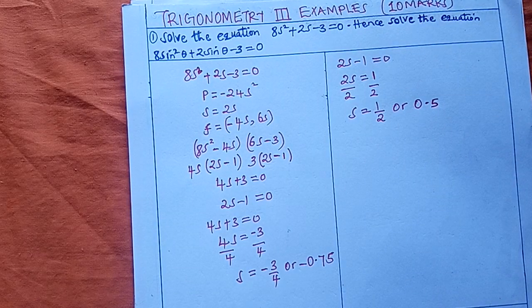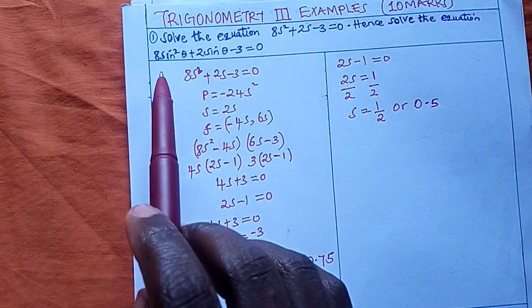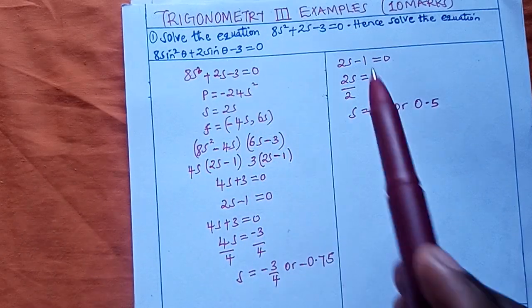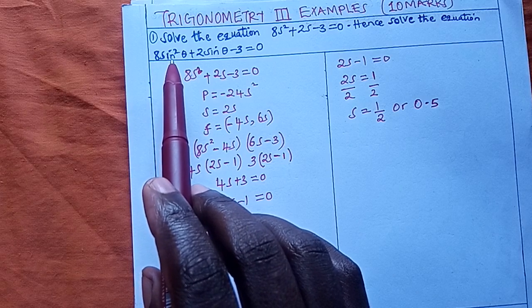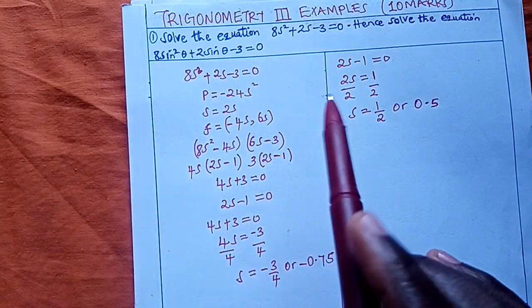Now we have got two values for s. In this case, our equation, the second part says, hence solve the equation 8 sine squared theta plus 2 sine theta minus 3 is equals to 0. You realize that this equation is purely sine. So there is no need of us changing.